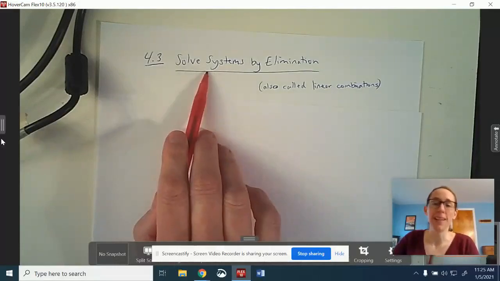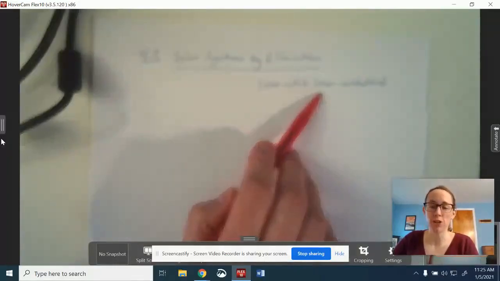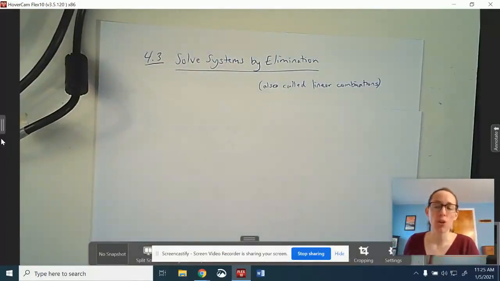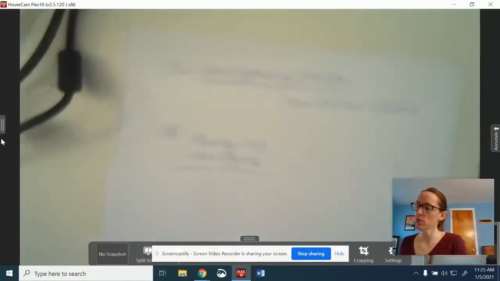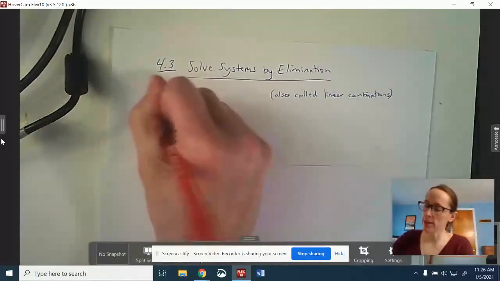is to solve systems by elimination. That's also called linear combinations. You don't have to take any notes yet, okay? Because you already have notes on this from before break. So here's an example. I'm going to call it example A.